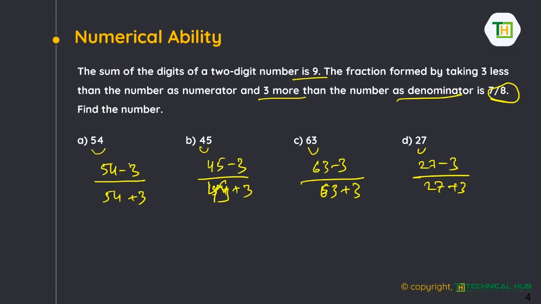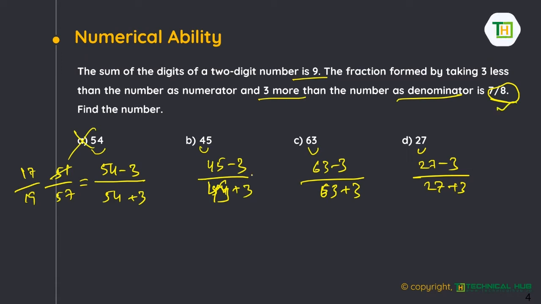The fraction must become 7 by 8. Check your first option. Here it is 51 divided by 57. It is not divisible by 2, but it is by 3, so it becomes 17 by 19. So option A is the wrong answer. We require the fraction to be 7 by 8.